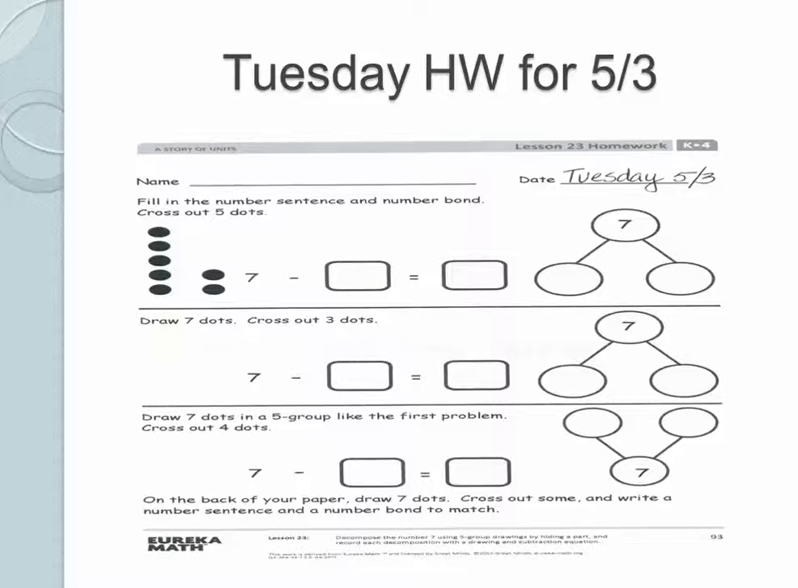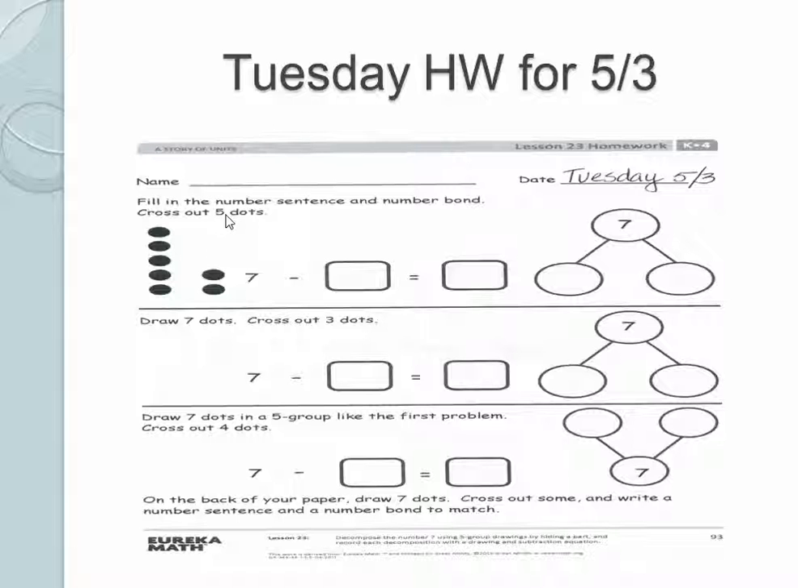Now for Tuesday's homework, you are going to do something very similar to the Monday's homework. You are going to fill in the number sentence and the number bond by first crossing out 5 dots. So cross out 5 dots and then you're going to be left with 2. So please circle the number that you're left with so you know that is the answer, and the answer always has to be written next to the equal sign and in the last number bond.